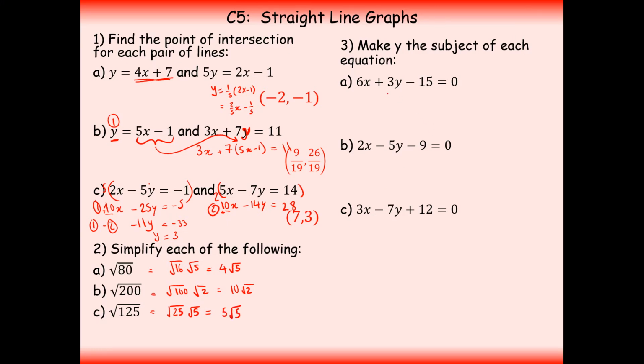Okay, next question, making y the subject. It's not hard to do. Add 15 to both sides, take away. So let's leave the 3y on the left. We will have 15 minus 6x, and then divide by 3, you'll get 5 minus 2x.